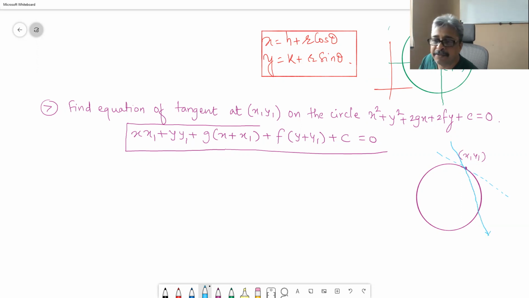But if I draw a secant, then it will have another intersection (x2, y2). Correct? With respect to this circle, let us draw a secant passing through (x1, y1), and it will intersect the circle at some other point (x2, y2). Find the equation of secant.